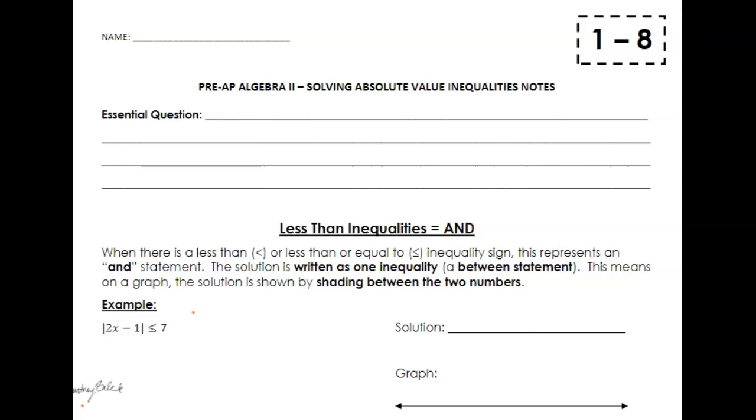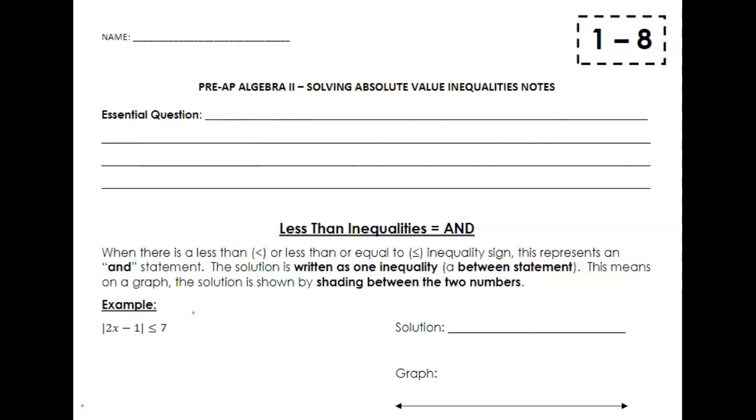Hi folks, today we're going to talk about solving absolute value inequalities. We're going to build on what we did last Friday, which was solving absolute value equations. Remember that when we were solving absolute value equations, we wanted to isolate the absolute value and then we split it into two equations. One of them was the negative value equaling the right side and the other was the positive value equaling the right side.